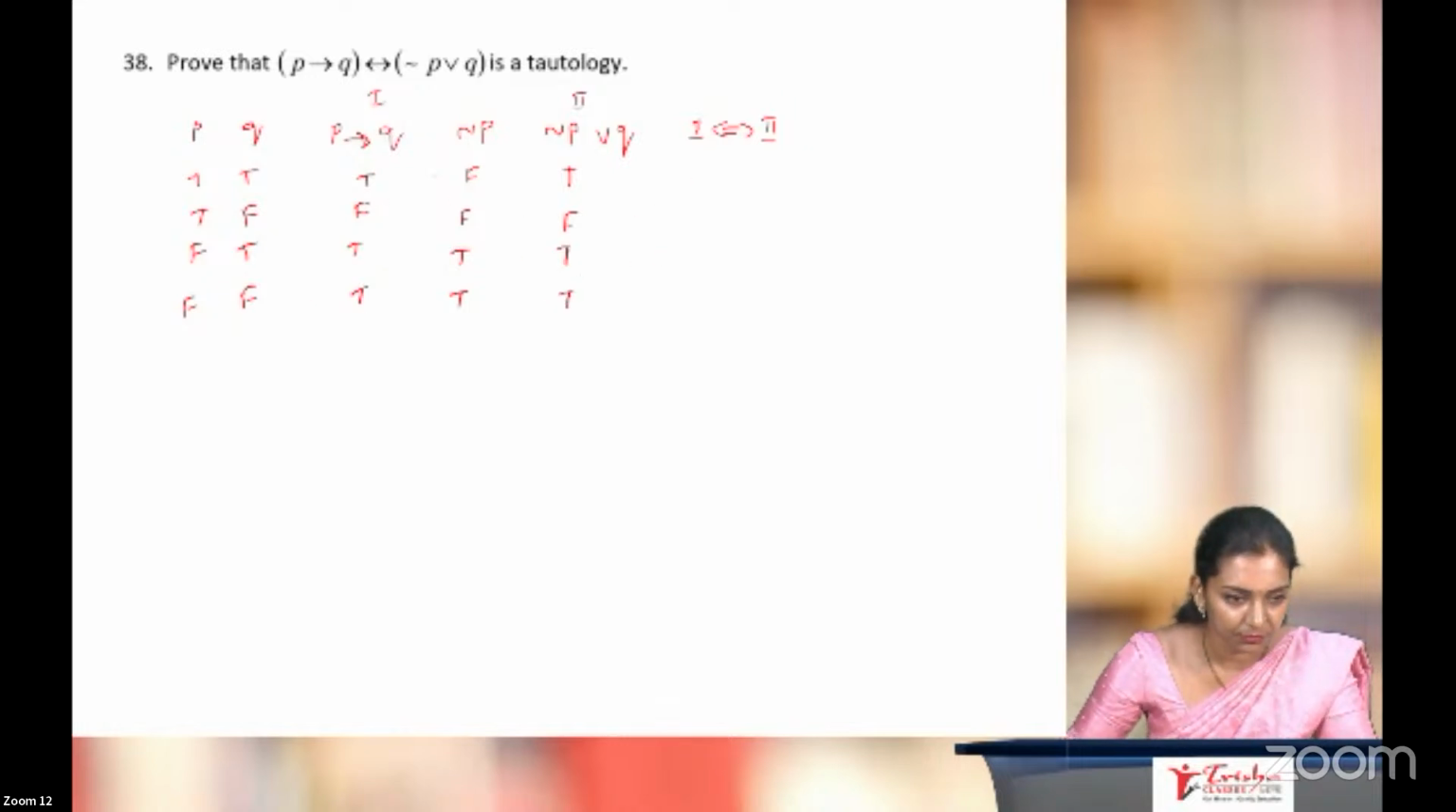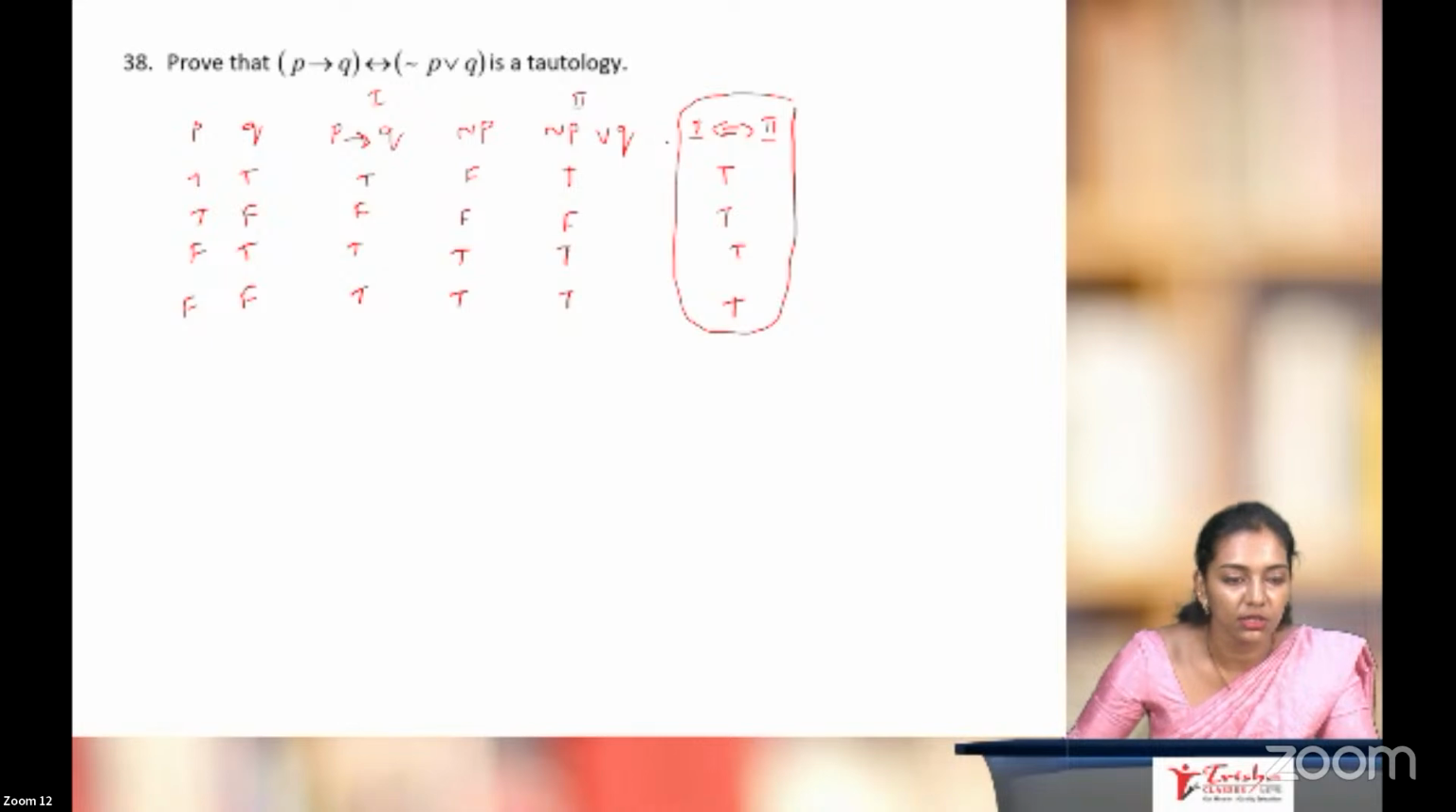Now, finally, the biconditional, so this and this, double implication. When do we have T in double implication? When both are the same. When T and T, you have T. When F and F, you have T. When T and T, it is T, and T and T, it is T. So when both are the same, when FF, it is T, and TT, it is T. Hence, this column shows we have proved that it is a tautology. The final column should be all true. So this is the answer.